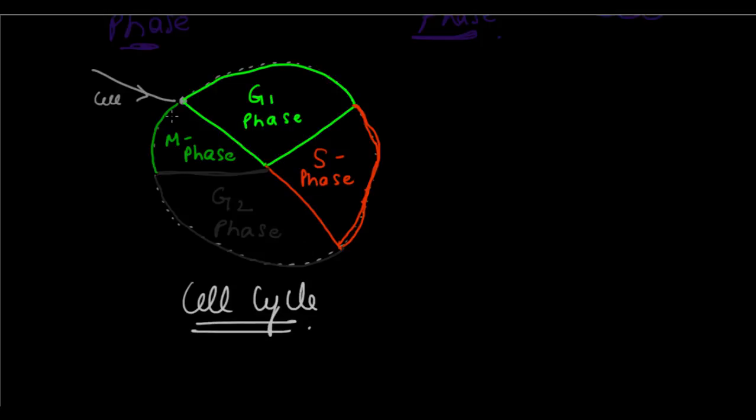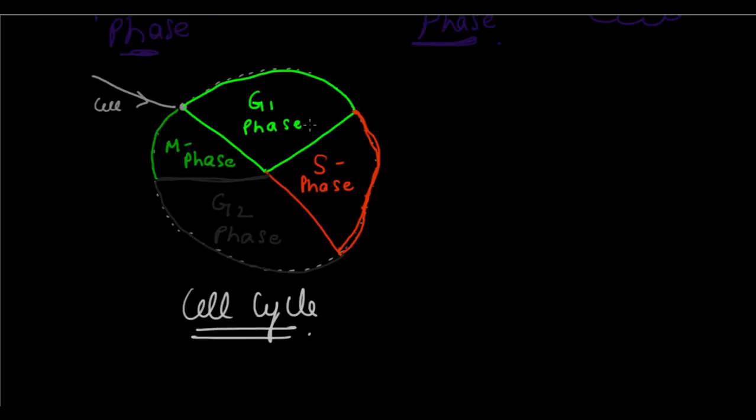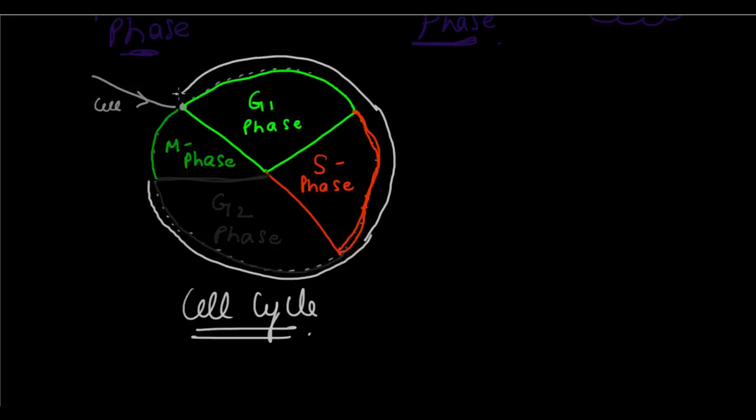So here you can see we have the M phase, which we've discussed above, the mitotic phase. But where is the interphase? Let's answer that question now. G1 phase, S phase, and G2 phase, all of them are preparatory phases, and together these phases come together, and they are none other than the interphase.